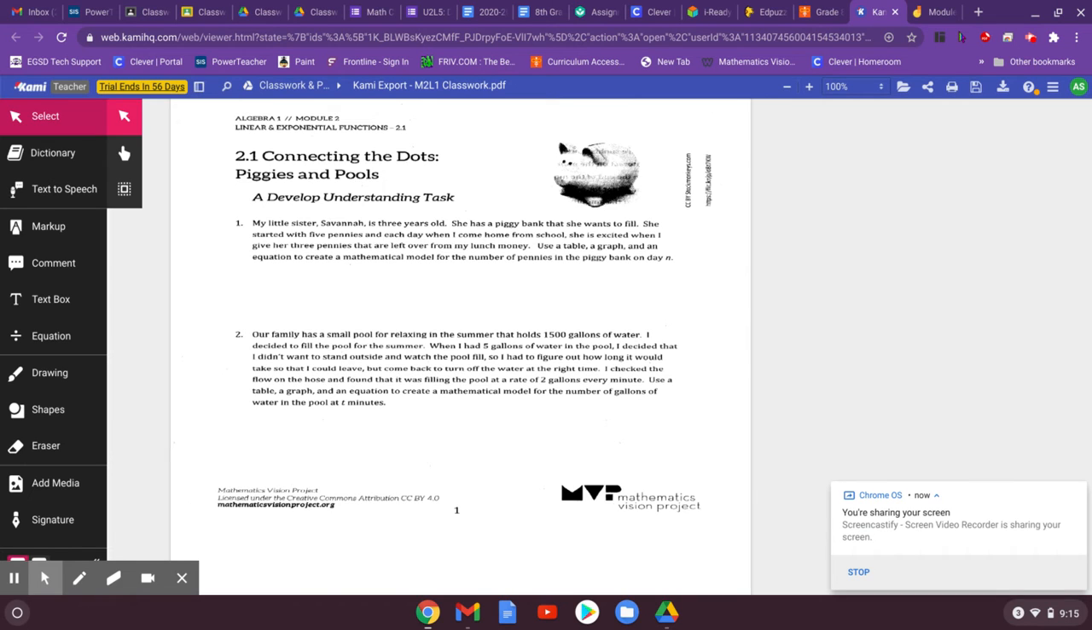Hi, this is Module 2, Lesson 1, Connecting the Dots, Piggies and Pools. This lesson, we are having a culmination of everything we did in Module 1, and we're adding in the continuous and discrete ideas when it comes to graphs. So to start with, let's look at number 1.